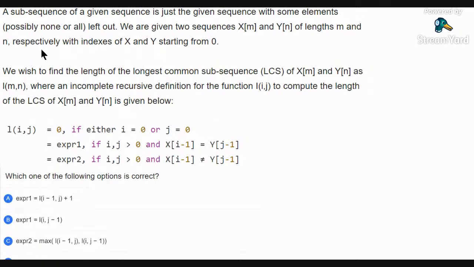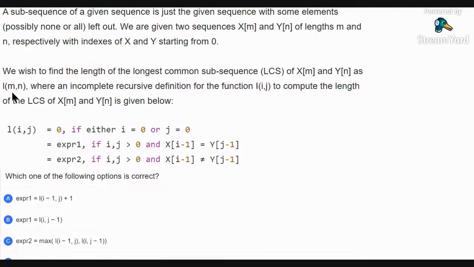Okay, then this is the next question. A subsequence of a given sequence is just the given sequence with some elements left out. So we are given two sequences Xm and Yn of length m and n respectively, with the indices starting from 0, so 0 to m minus 1 and 0 to n minus 1. These are the ranges for X and Y. We wish to compute the length of the longest common subsequence as Lmn.